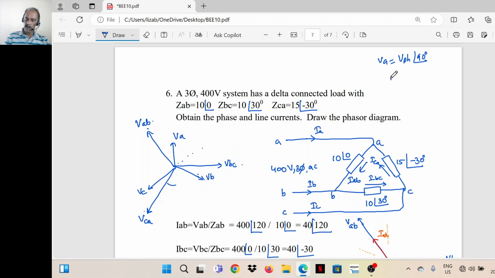So VAB is, this is 400 volt system, 400 angle 120. VBC is 400 angle 0. And VCA is equal to 400 angle 240.